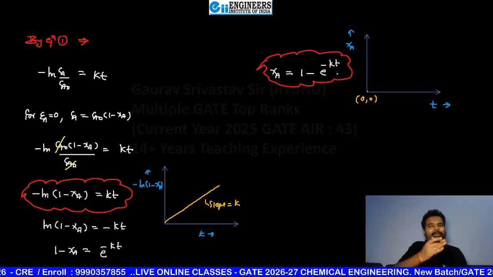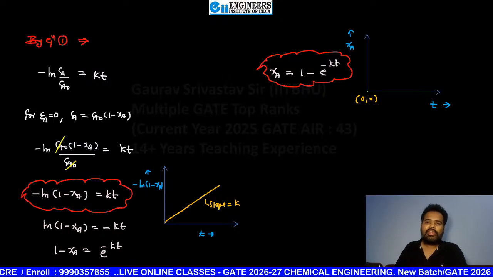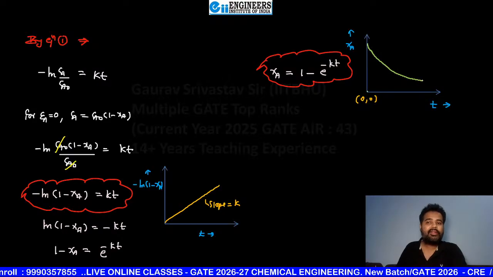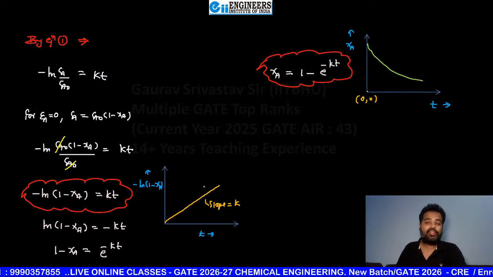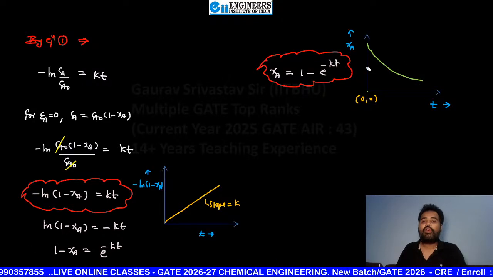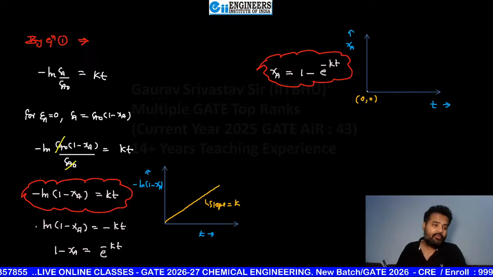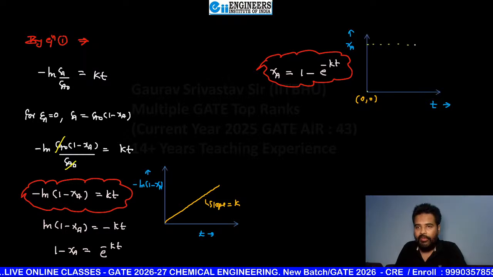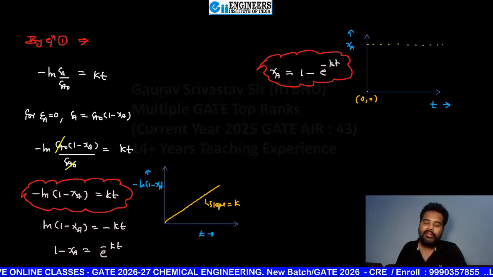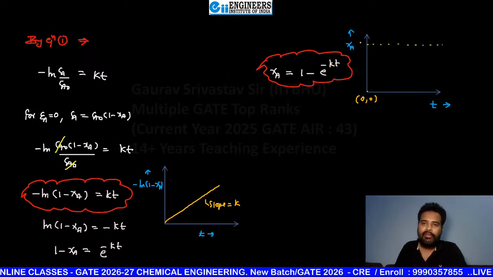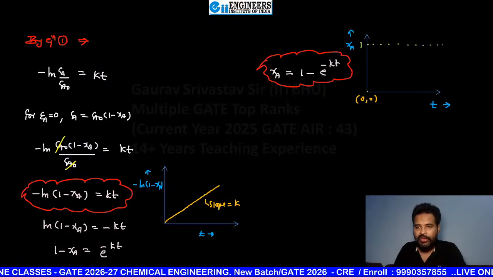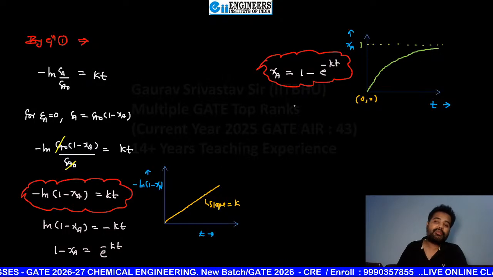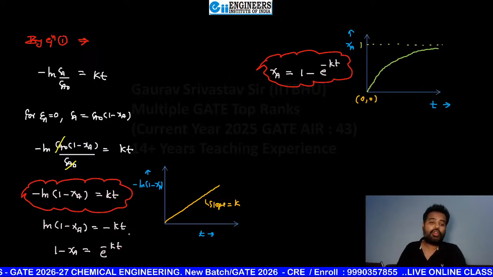And it is 1 minus. So initially, if you are writing for this one, it was like this. If you are going to do 1 minus, then its nature will be, when time t tends to infinity, this will be 0 and XA will be 1. So this is the final destination and it will look like this now. Are you getting my words? Is it crystal clear to all of you?